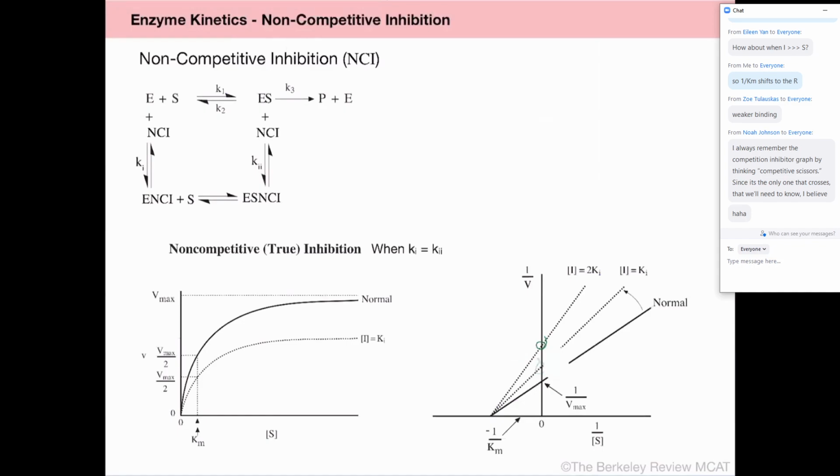Okay, let's talk about a non-competitive inhibitor. Non-competitive inhibitors bind somewhere other than the enzyme's active site. Because of that, they can either bind the free enzyme, or they can bind the enzyme-substrate complex.